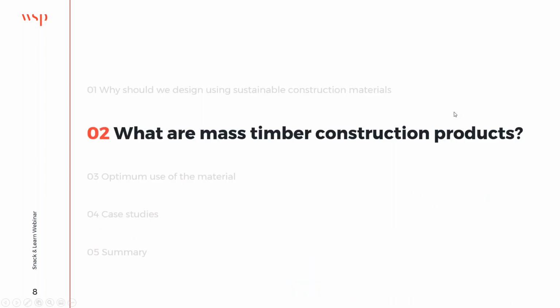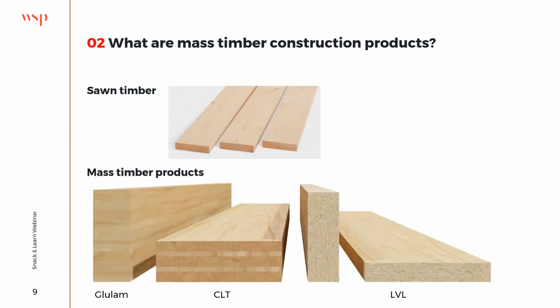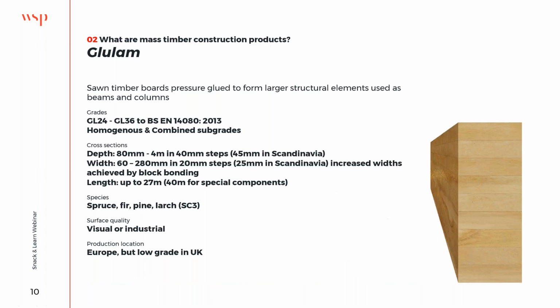So what are mass timber construction products? Mass timber construction products are all derived from sawn timber elements that you can buy from your local DIY shop, planks, joists, etc., which are then post-processed, whether that's a full manufacturing process or an artisan gluing process, into larger, stronger structural products such as Glulam, cross-laminated timber, and LVL, and we'll look at each one of them in the next couple of slides.